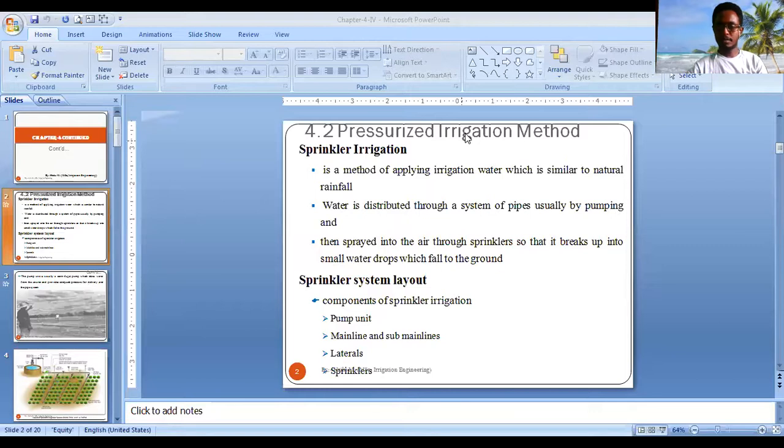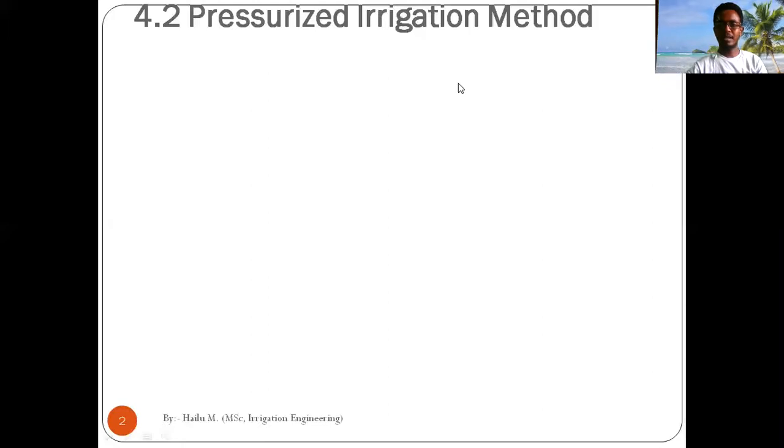Today, we will try to see one of the irrigation application methods, which will be the pressurized irrigation method.